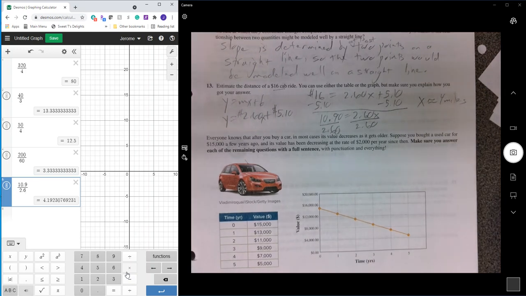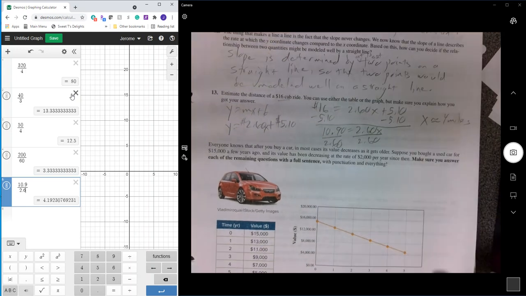Okay, everyone knows that after you buy a car, in most cases, its value decreases as it gets older. Suppose you bought a used car for $15,000 a few years ago, and its value has been decreasing at the rate of $2,000 per year since then. Make sure you answer each of the remaining questions with a full sentence, with punctuation and everything.